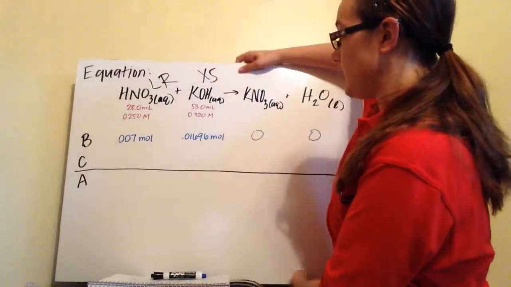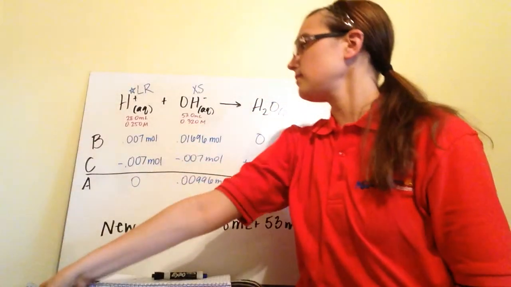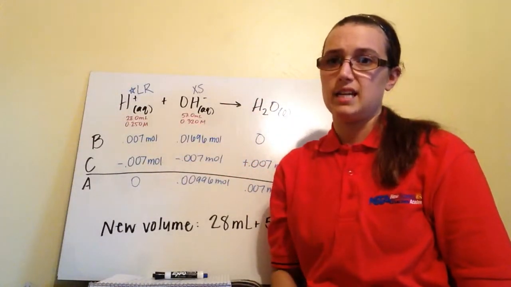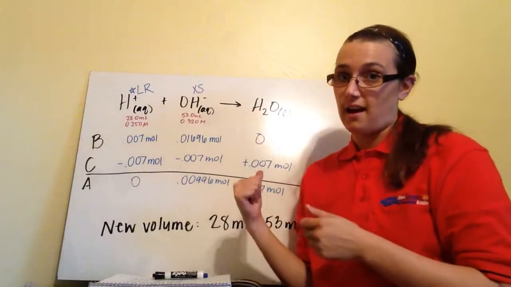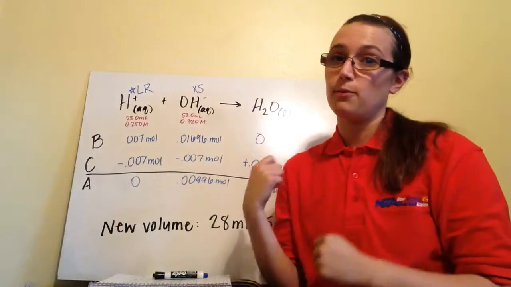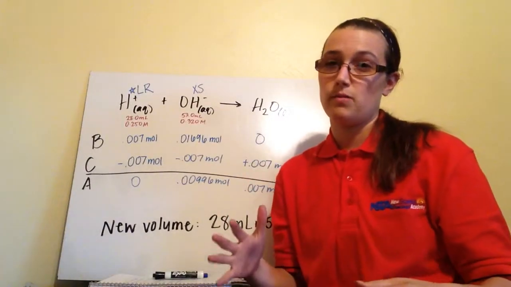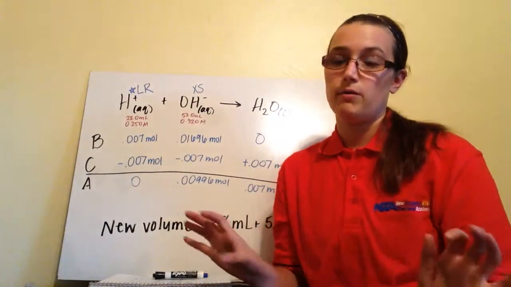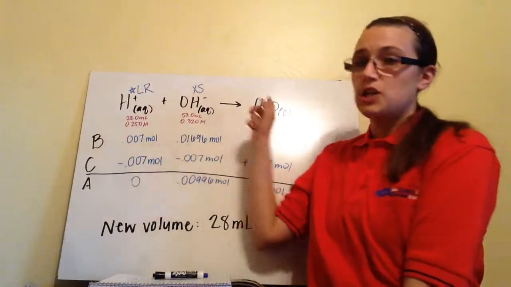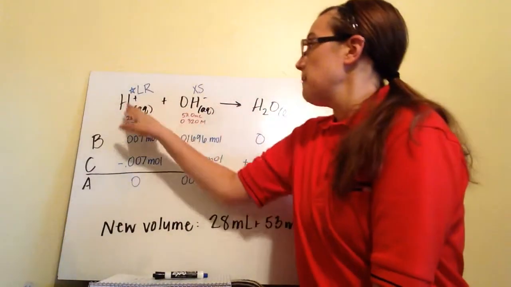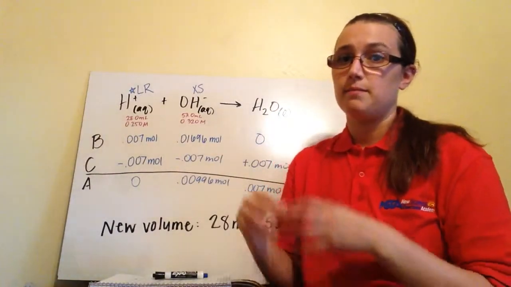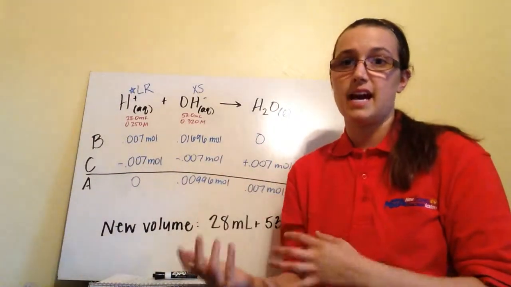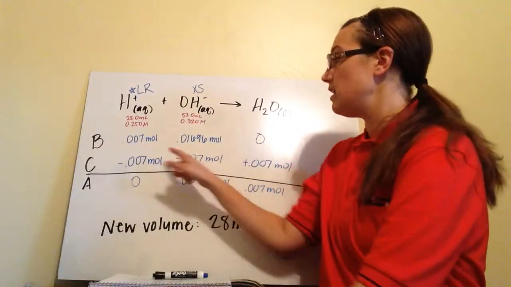So let's work through this BCA table. If you notice at the top, what I did is I went from the molecular to the net ionic equation. Net ionic is what we want to focus on. We don't care about the overall molecular. We want to forget the spectator ions. So check your net ionic. You should have this. So H plus is our limiting, right? H plus comes right from the nitric acid. The hydroxide is our excess. That comes right from the potassium hydroxide.